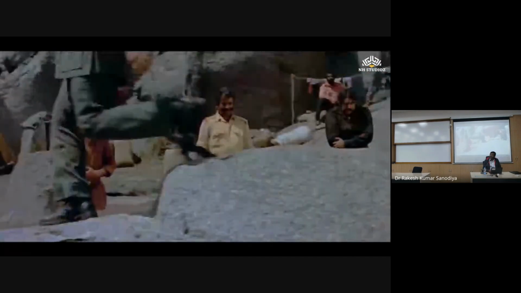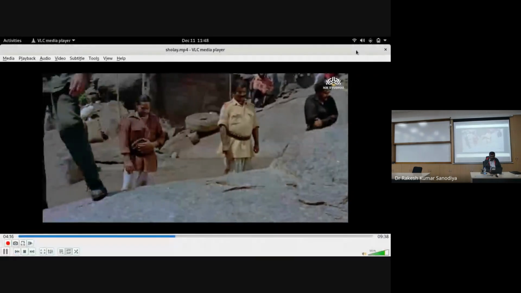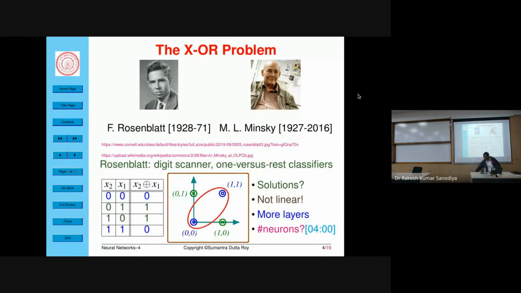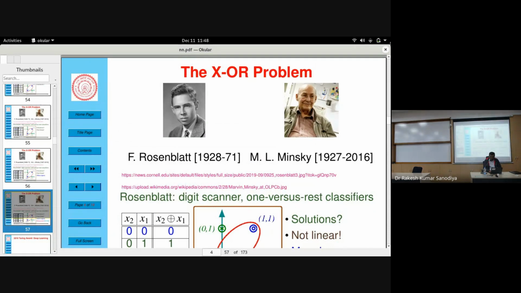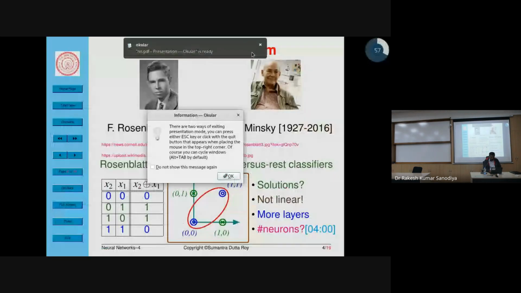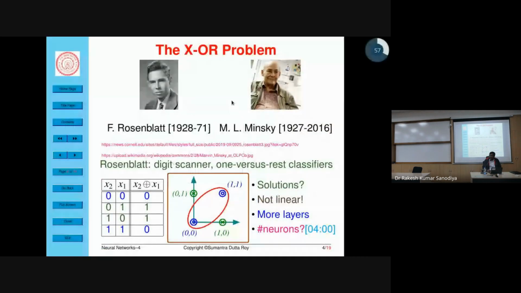Kitne aadmi the? All right, so here Gabbar Singh is asking how many people were there. This is in fact the question which is not easily answerable. That is, how many neurons do you need, and also how many layers? With experience one can come up with some answers, but the trouble here is there is no algorithmic way to get a particular solution.